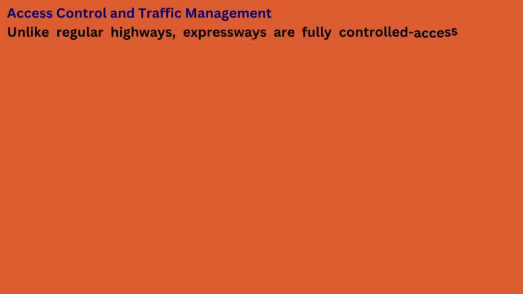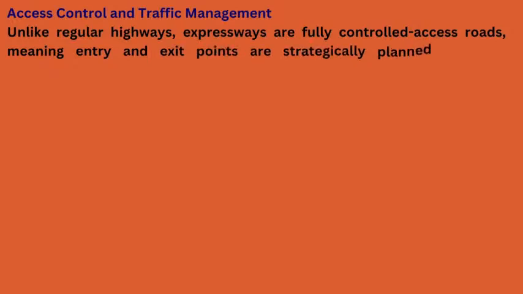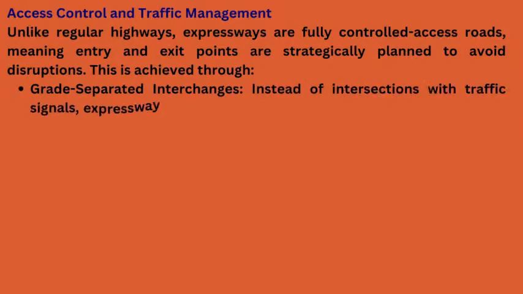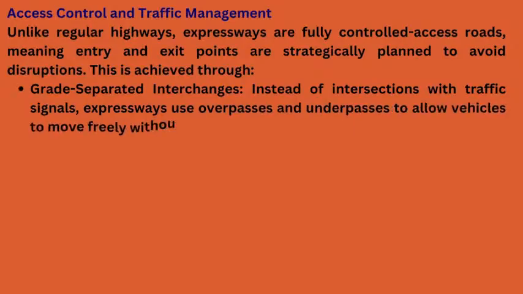Access control and traffic management. Unlike regular highways, expressways are fully controlled access roads, meaning entry and exit points are strategically planned to avoid disruptions. This is achieved through grade separated interchanges. Instead of intersections with traffic signals, expressways use overpasses and underpasses to allow vehicles to move freely without stopping.